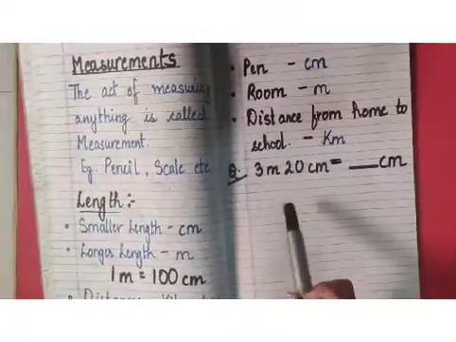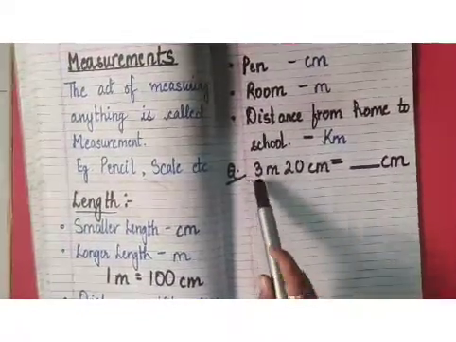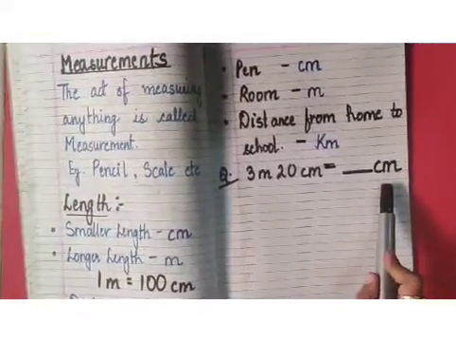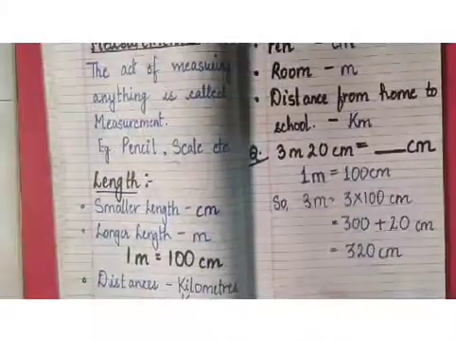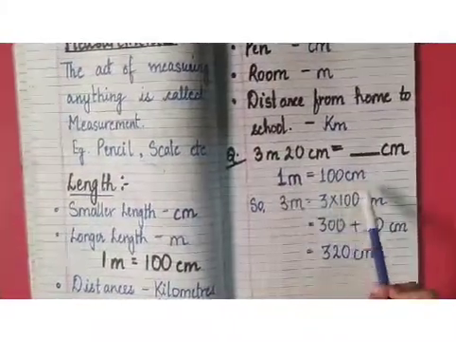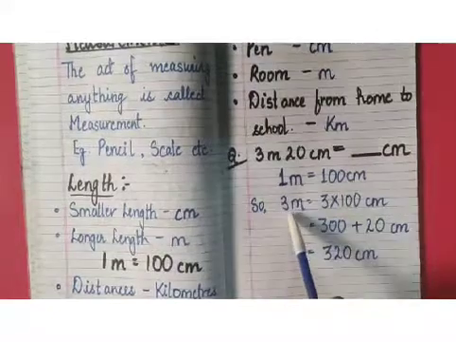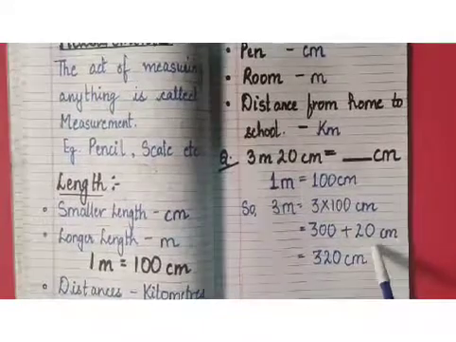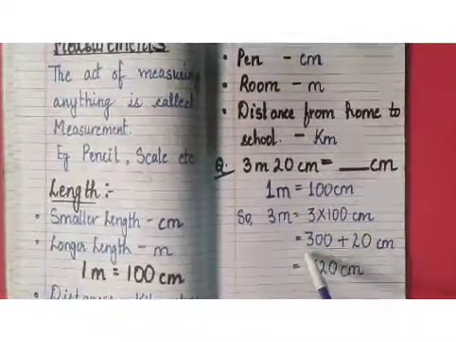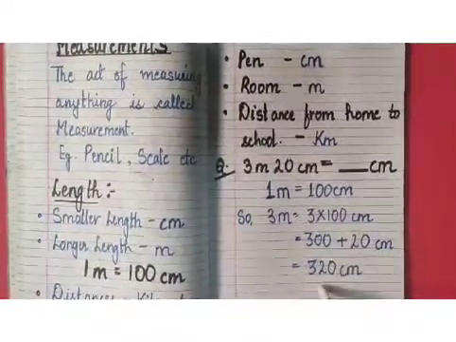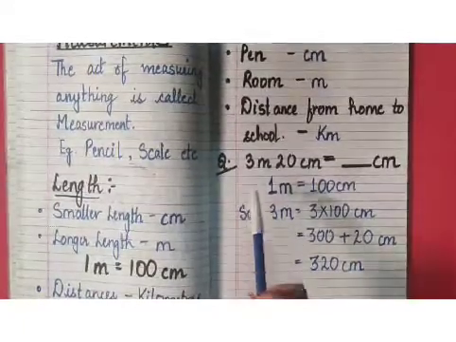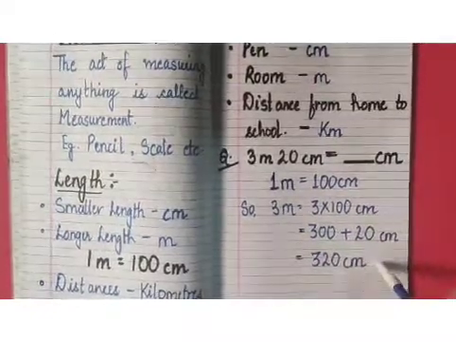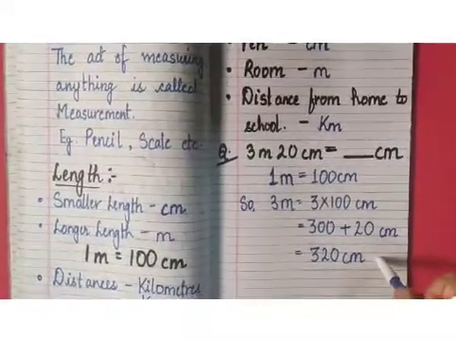Now, we will start calculating. If we have to calculate 3 meter 20 centimeter, we have to convert this into centimeters. So, we know that 1 meter is equal to 100 centimeter. So, 3 meter is equal to 3 into 100, that is 300 centimeter plus 20 centimeter. So, 300 plus 20 becomes 320 centimeters. We have converted this to centimeter. So, this becomes 320 centimeter.